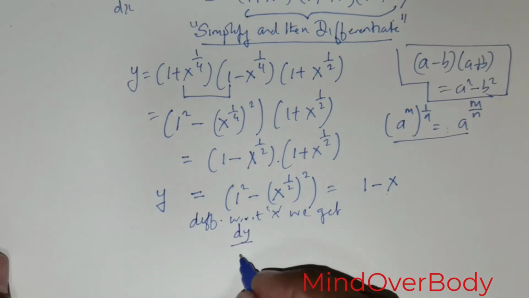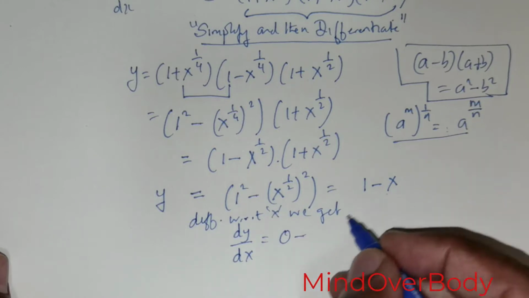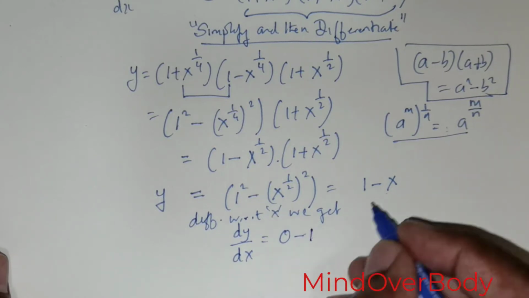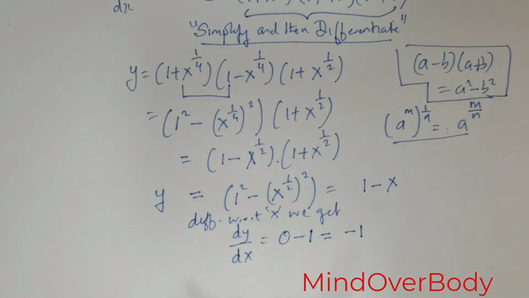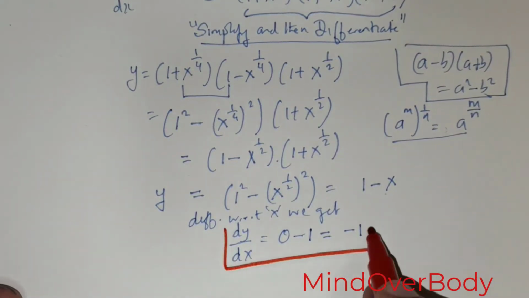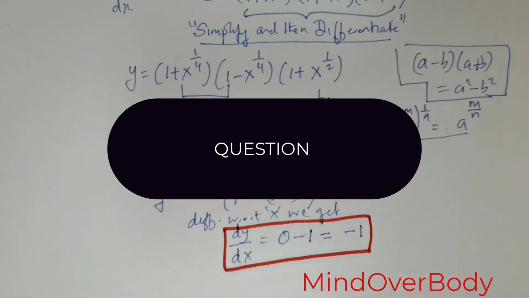So differentiating with respect to x, what do we get? This is going to be dy/dx. Differential of 1 is 0. Differentiation of x is going to be 1. There is a negative sign, so the outcome is -1. So this is a good place for us to draw the red box. So we'll move on to the next question.